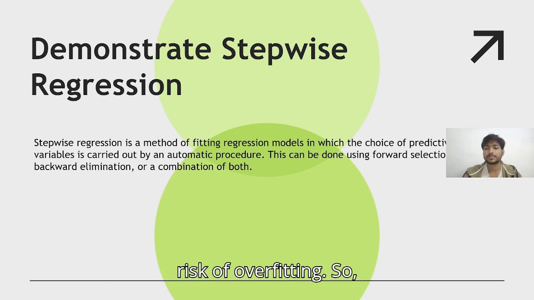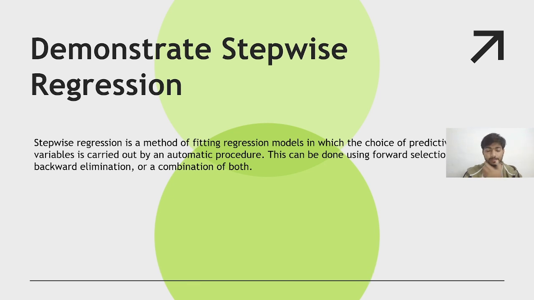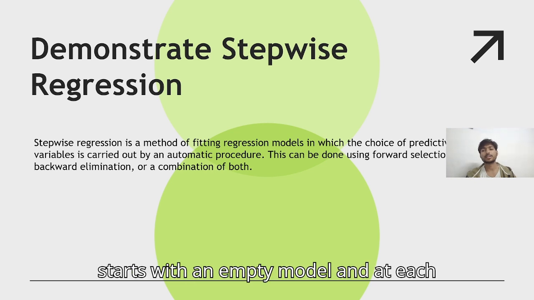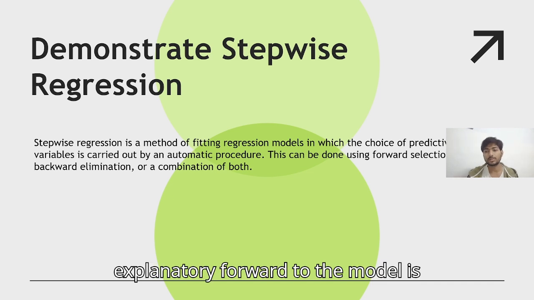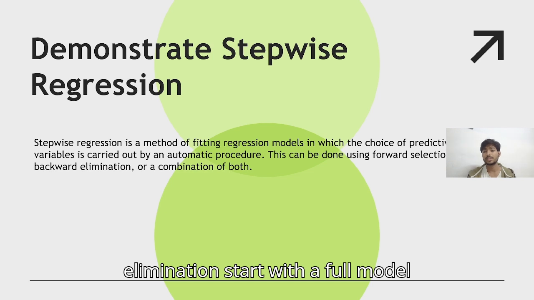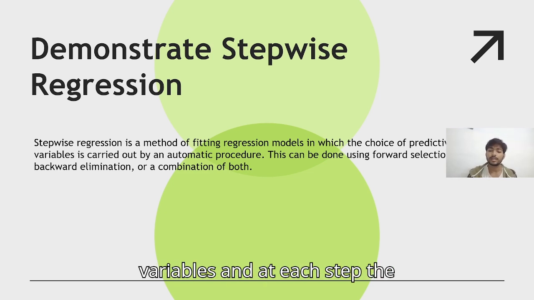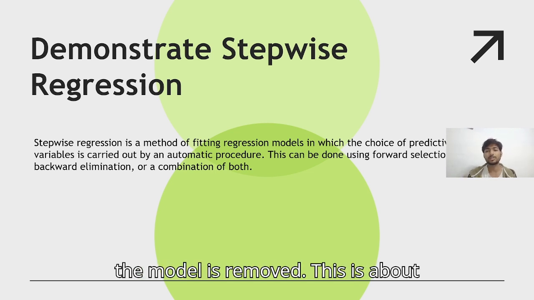So we have types of stepwise regression. The first type is forward selection, which starts with an empty model, and at each step the variable that adds the most explanatory power to the model is added. The second is backward elimination, which starts with a full model containing all potential independent variables, and at each step the variable that contributes the least to the model is removed. So this is about stepwise regression.